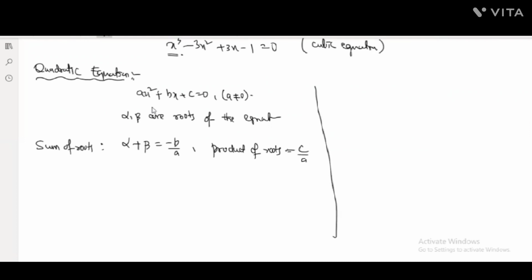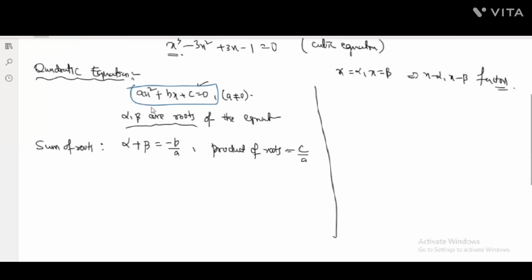So how will we get this? Let's see. Alpha, beta are the roots of the equation. That means alpha and beta are nothing but x values, right? So x minus alpha, x minus beta are the factors of this quadratic equation. If you multiply x minus alpha and x minus beta, we will get this quadratic equation. So ax square plus bx plus c is nothing but some constant times the product of x minus alpha into x minus beta. We cannot say the x square coefficient is always 1, so there will be a constant a which will be multiplied, whether it is 1 or other than 1, but not 0.